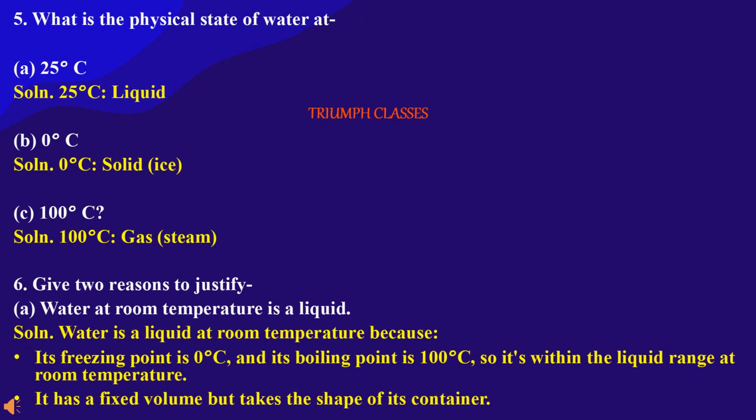Question 5th. What is the physical state of water at 25 degrees Celsius, 0 degrees Celsius and 100 degrees Celsius? So the water is in liquid state at 25 degrees Celsius, solid at 0 degrees Celsius and steam or gas at 100 degrees Celsius. Sixth question. Give reason to justify why water is liquid at room temperature. So the answer is, because its freezing point is 0 degrees Celsius, and its boiling point is 100 degrees Celsius, so it's within the liquid range at room temperature. Secondly, it has a fixed volume but takes the shape of its container.